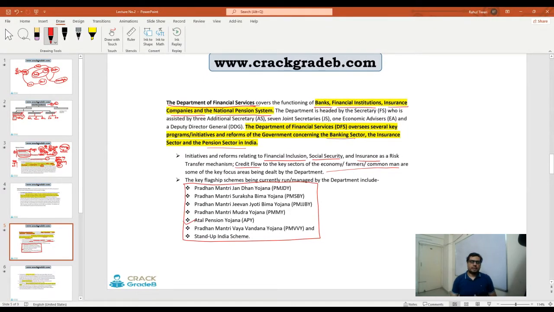Generally, the best way is that most of the schemes which are being implemented by the government of India at present, most of the time they are going to focus on those schemes only. But sometimes they are also going to ask some other schemes. So, how to tackle those schemes? There are some key ministries and departments of the government of India, right? And they are responsible for implementation of those schemes.